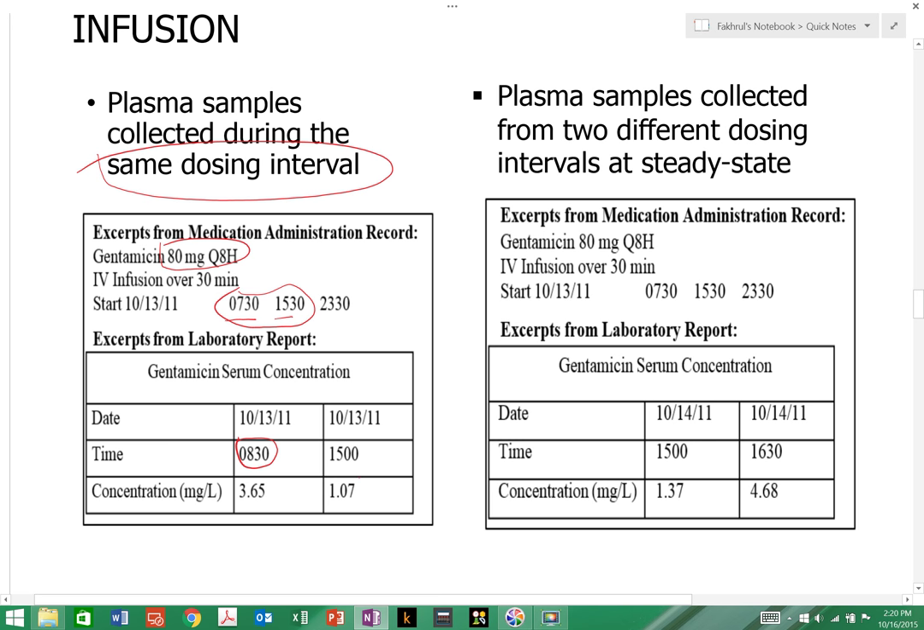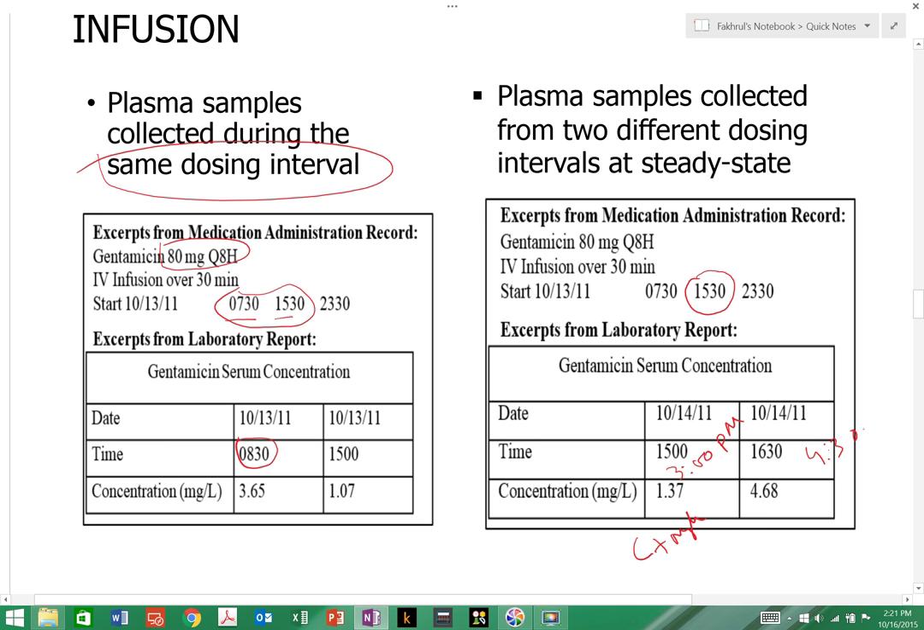So this would be your trough sample. This would be if you collect the sample in the same dosing interval. But if you collect the sample in two different dosing intervals at steady state, you see here we are collecting a sample at 3 p.m., this would be your trough sample, C trough, and here we are collecting a sample again at 4:30. You see 4:30, this falls in another dosing interval. So that's where the complication comes.